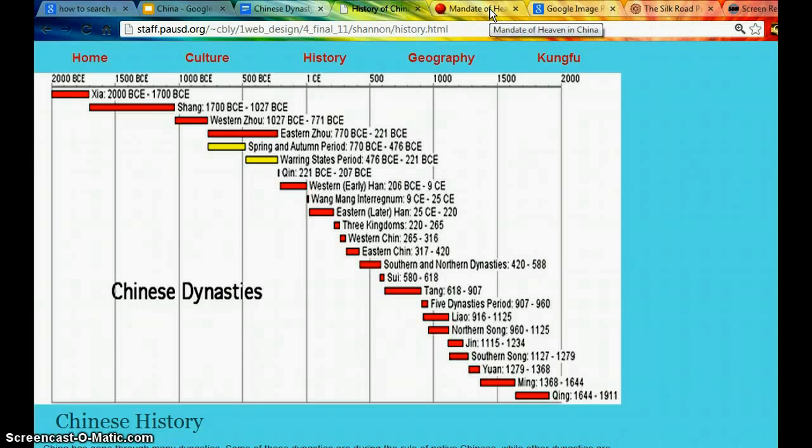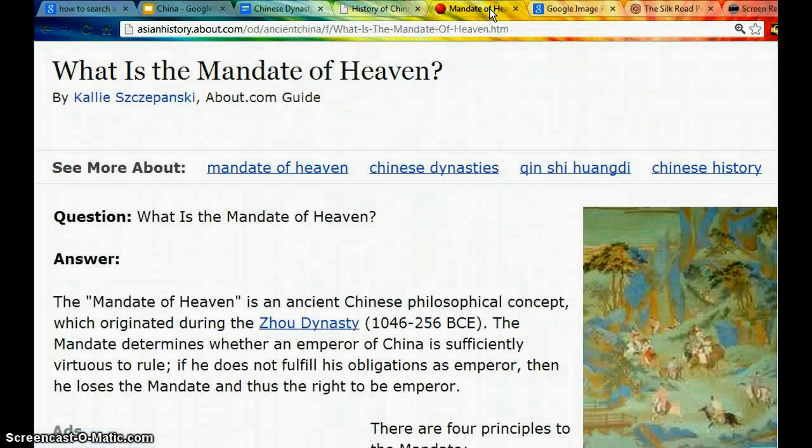These dynasties were ruled by emperors, who had divine right, which means God-given power. And they were given the mandate of heaven, and that is, as long as they were doing the job that should have been done, the gods allowed them to rule, as you can see the definition right there.